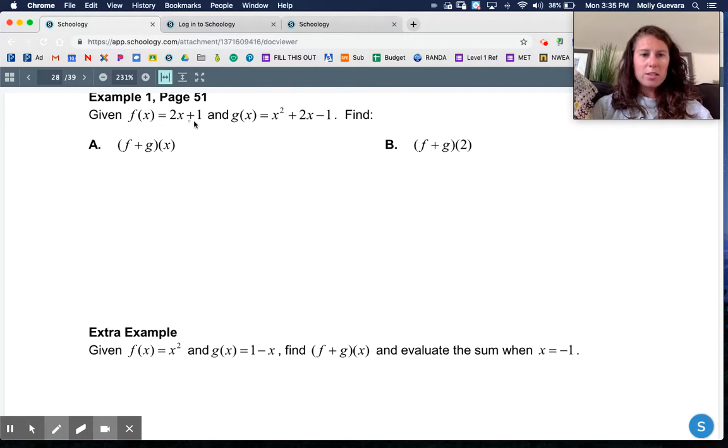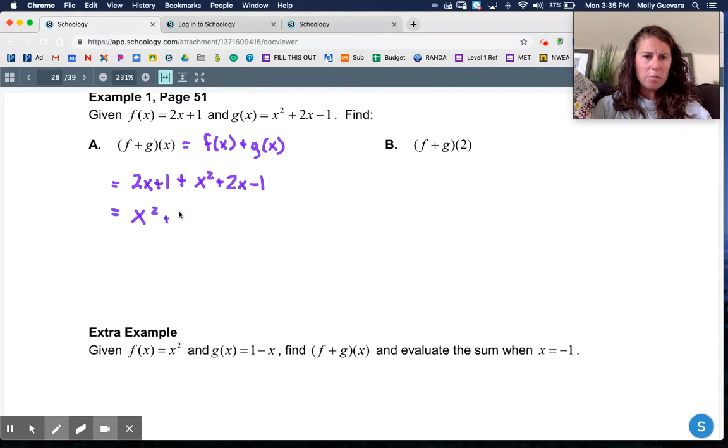Given that f of x is 2x plus 1 and g of x is x squared plus 2x minus 1, find f plus g of x. Well, just know that it's the same thing as f of x plus g of x. So I'm just going to take my f function, which is 2x plus 1, and add my g function, which is x squared plus 2x minus 1. And then I'm going to combine like terms, so I have an x squared plus 4x, and then the 1's cancel.